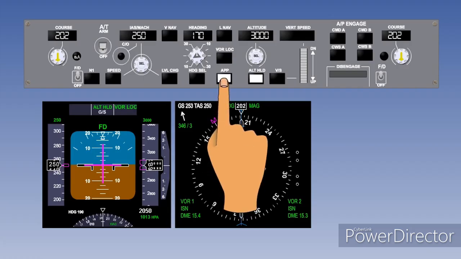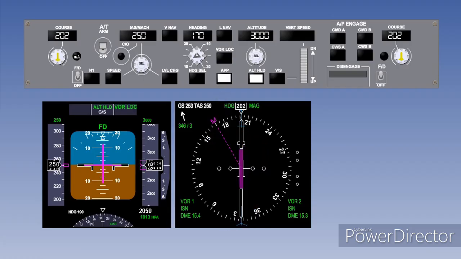Once on the localizer, the pilot will select Approach, which arms the glide slope. On intercepting the glide slope, the flight director automatically switches from altitude holding to glide slope. The pilot will then follow the flight director pitch and roll commands until he reaches decision altitude, and then visually continue to land.